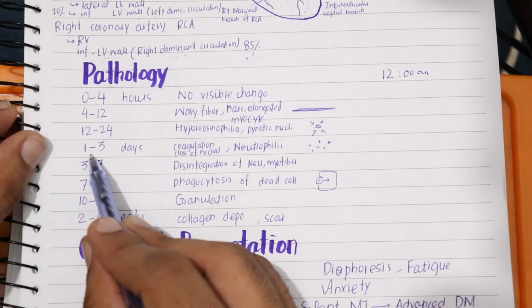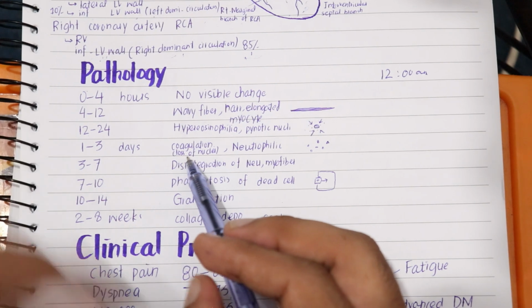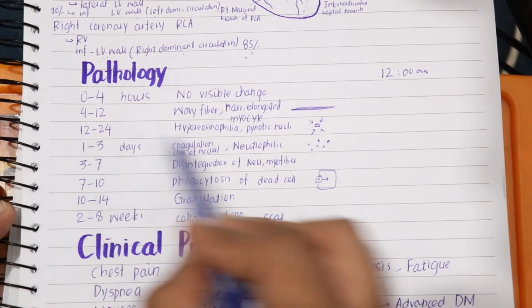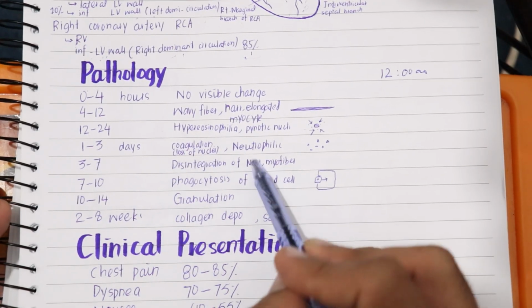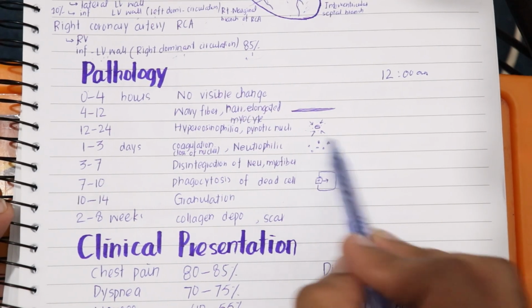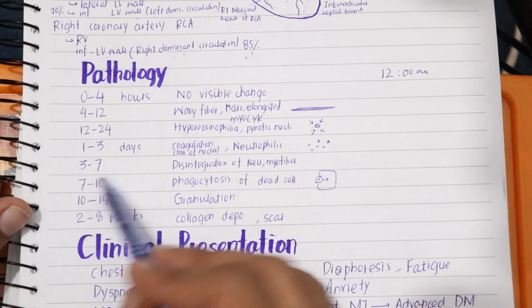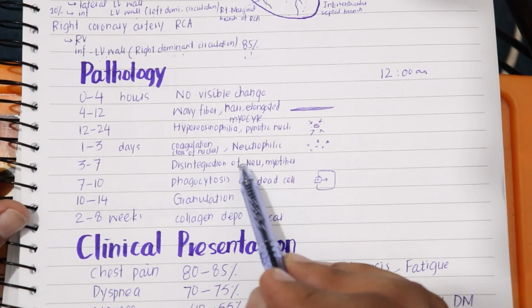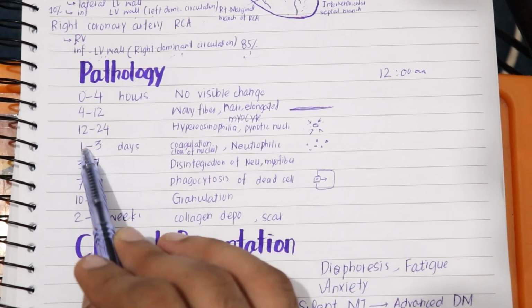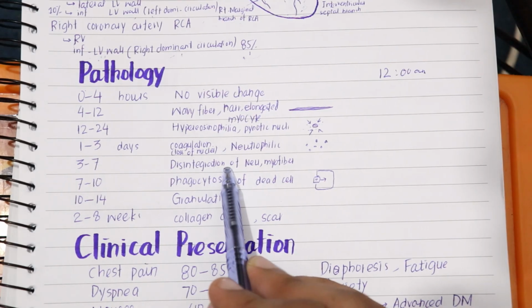Next, 1 to 3 days there is coagulation necrosis, meaning loss of nuclei. The nuclei which had shrunken in 12 to 24 hours are now completely lost, and there is neutrophilic infiltration. The neutrophils came here and they are dominant in this portion. From 3 to 7 days there is disintegration of neutrophils as well as myofibers. The neutrophils that infiltrated in 1 to 3 days now begin to disintegrate. They are now dead.